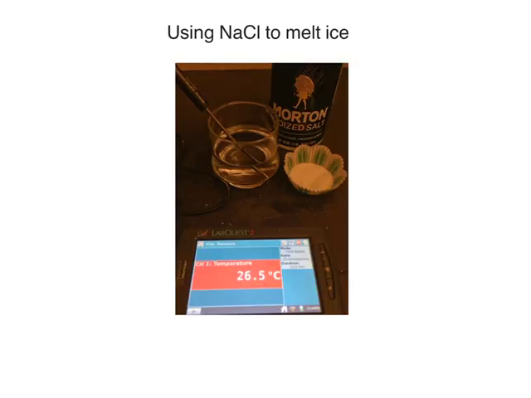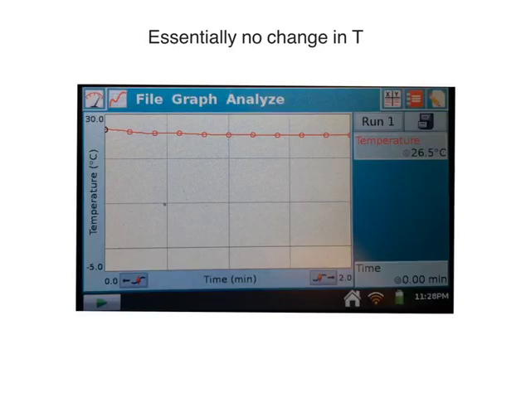First, we might need to convince the skeptic that adding sodium chloride to water doesn't increase its temperature, thereby melting the ice. Here we have 15 grams of sodium chloride that we're adding to about 200 milliliters of water. The graph of temperature versus time shows that the temperature is virtually unchanged by the addition of the sodium chloride.